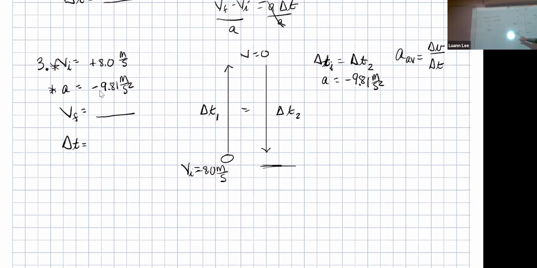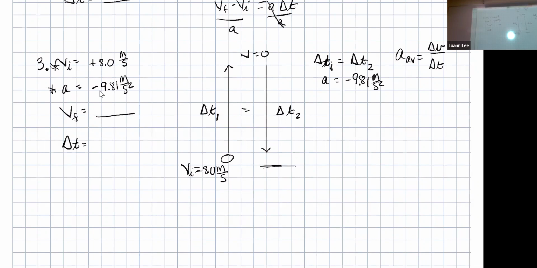Right. So if it starts out at positive 8.0 meters per second because it's going up, what would it be coming down? Because the acceleration is equal and the time is equal, the velocities will be equal. They'll just be in different directions.